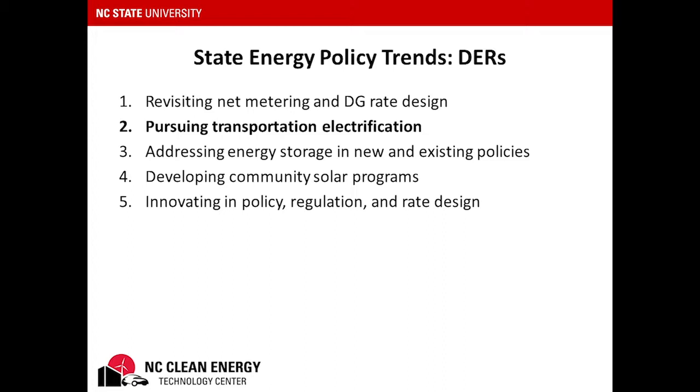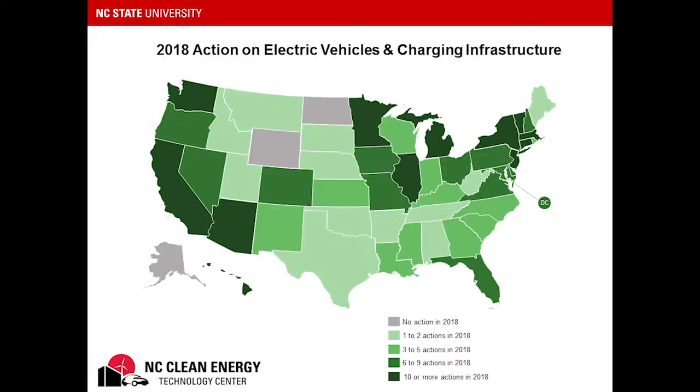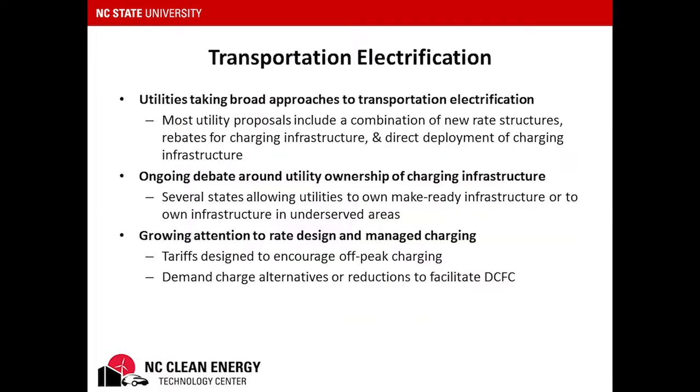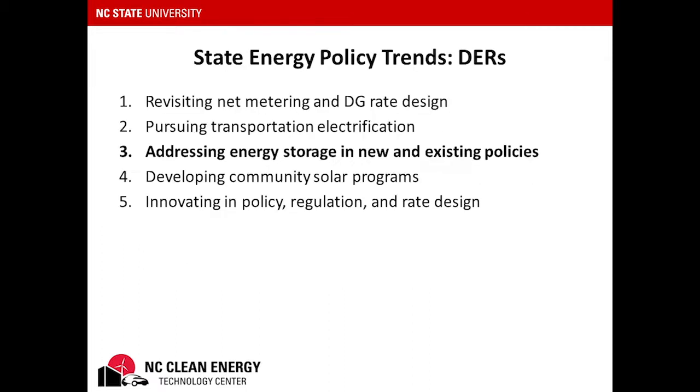Another trend, transportation electrification. We haven't talked as much about the transportation side. DOT's got a whole plan going on this front. A lot of actions around the country just in 2018. This is EV charging regulation, and you can see a lot of states have already exempted charging stations from the definition of public utility. A lot of states have done it or are considering it as well. This is just one aspect of EV deployment, but it's a key one that's under discussion in North Carolina right now. A lot going on this front, and I'm going to keep going because I'm running out of time.